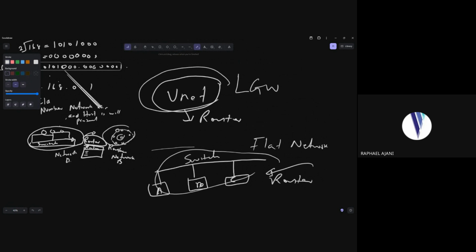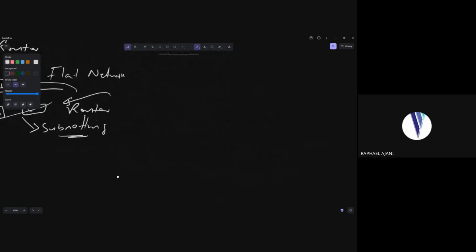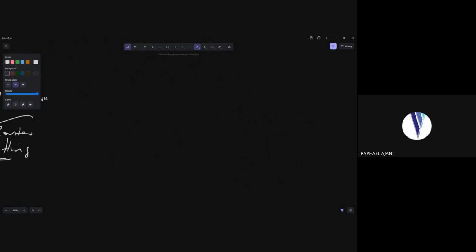What I mean by segmenting is if I want to create other networks out of this, I need to introduce a router. And creating other networks out of this is what we call subnetting. So I will start from explaining the different categories. I'm just trying to lay this foundation, to understand the concept. If you have questions, I will come back again.